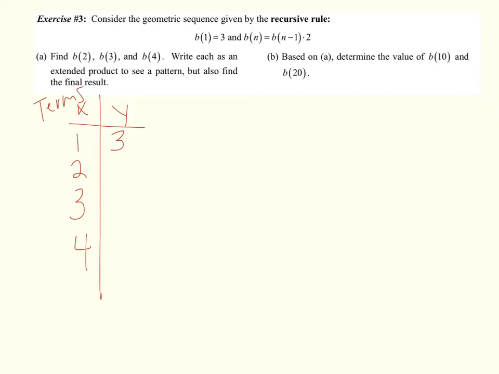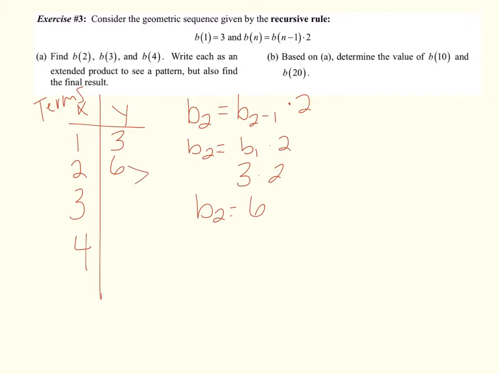Remember, this is what it looks like. So I'm going to say B sub 2 equals B sub 2 minus 1 times 2. Well, B sub 2 equals, what is 2 minus 1? B sub 1 times 2. Well, what is B sub 1? B sub 1 is 3. 3 times 2 is 6. So B sub 2 equals 6. What I want you to notice is that you're taking the 1 before it and multiplying it by 2. So what is 6 times 2? 12. 12 times 2 is 24. And so forth.